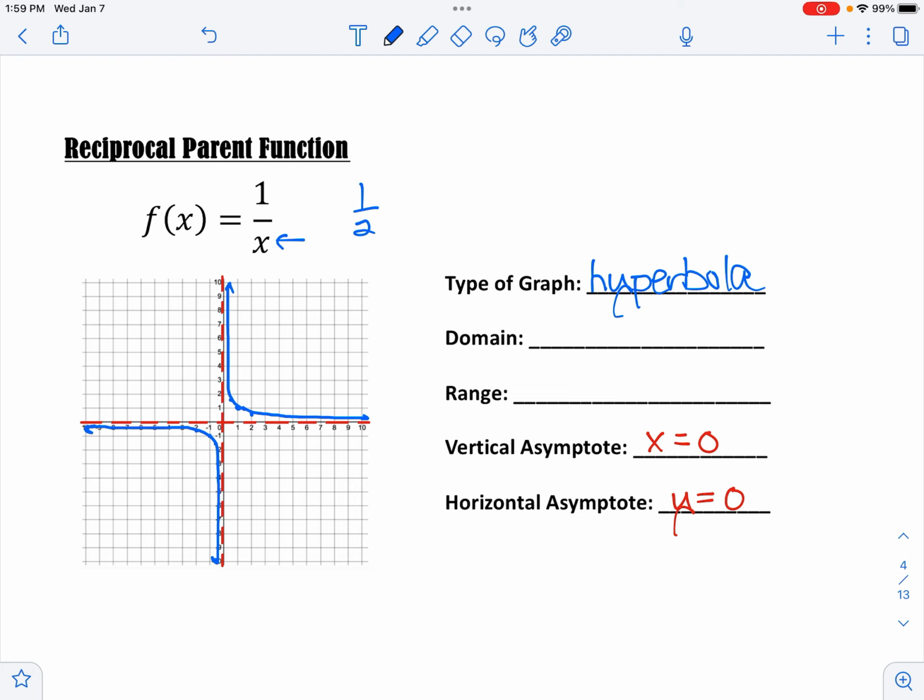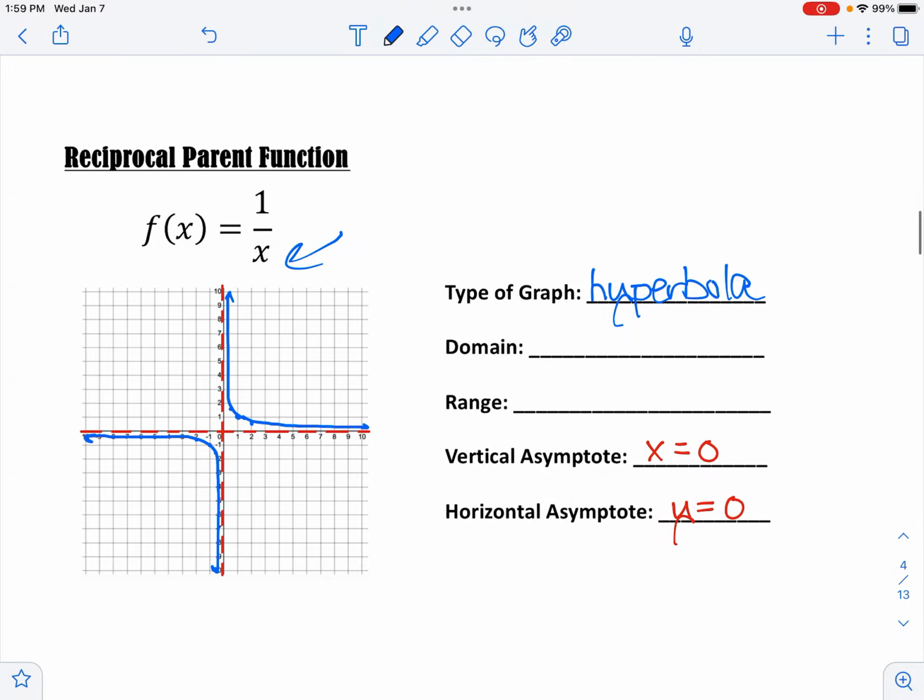Okay, well, what is my domain? What can x be? Well, basically, x can be anything except I can't put a 0 in the denominator down here. So really, x cannot equal 0.